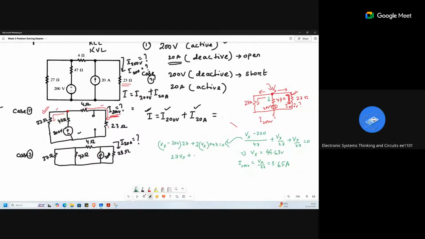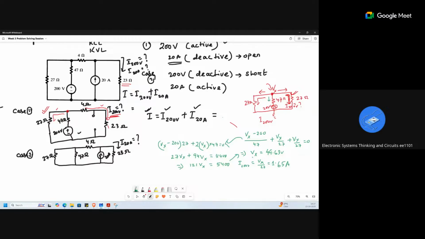27Vx plus 94Vx is equals to 5400. Then from this, you will be getting 121Vx is equals to 5400. So from this, you will be getting Vx is equal to 44.632.